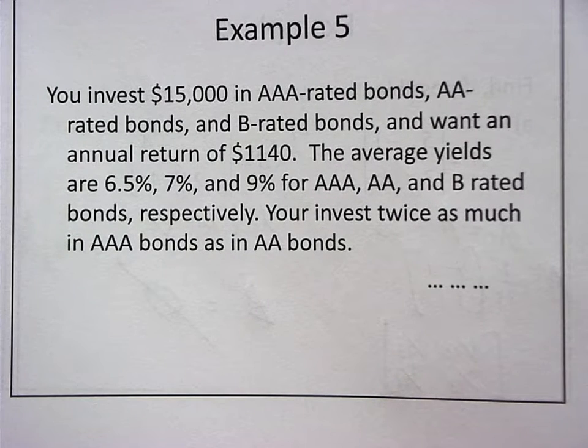You invest 15 grand in AAA rated bonds, AA rated bonds, and B rated bonds, and want an annual return of $1,140. The average yields are 6.5, 7, and 9% respectively. You invest twice as much in AAA bonds as in AA bonds. So how many inequalities, or how many equations do you have here? 3. What are they?